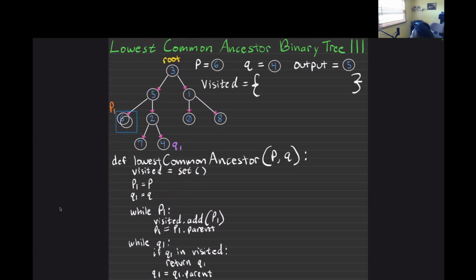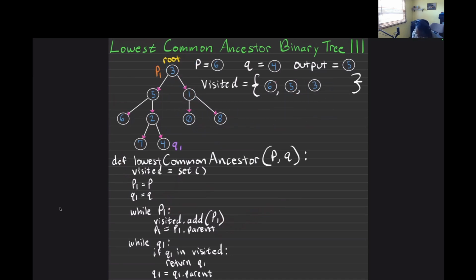So we add this to our visited set, okay? And then we say P1 is equal to P1.parent, all right? So while P1, yes, there's a P1, we add it to the set. Okay, so far so good. And then P1 is equal to P1.parent, so we come here. While P1, that's true, visited.add P1, so this guy comes here.